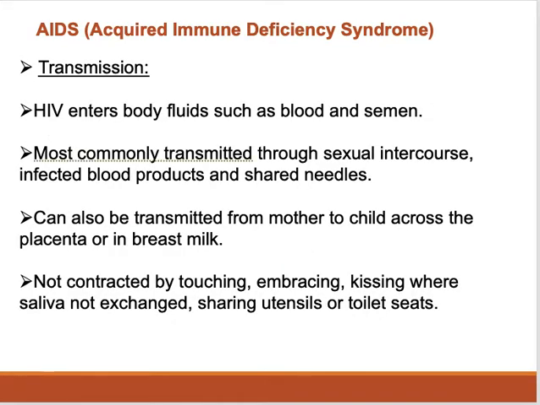The transmission, HIV can get into the body through any body fluids such as blood or semen. Usually it would be transmitted by sexual intercourse or infected blood products or shared needles. It can be transmitted from mother to child across the placenta, but it's very, very rare, or it could be transmitted in breast milk. It's not contracted by touching, embracing, kissing, where there's not a major exchange of saliva, or by sharing utensils that might have a little bit of saliva on them either, or toilet seats. You need a relatively appreciable amount of an exchange of fluid.